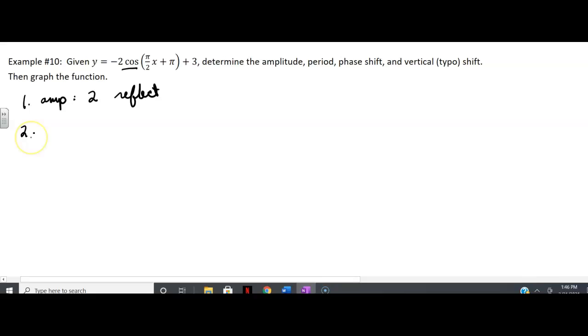And what will the period be? The period's going to be 2 pi over the absolute value of b, which is going to be 2 pi over 2, which is going to be 4. Okay, so we've got the period, we've got the amplitude. Phase shift.